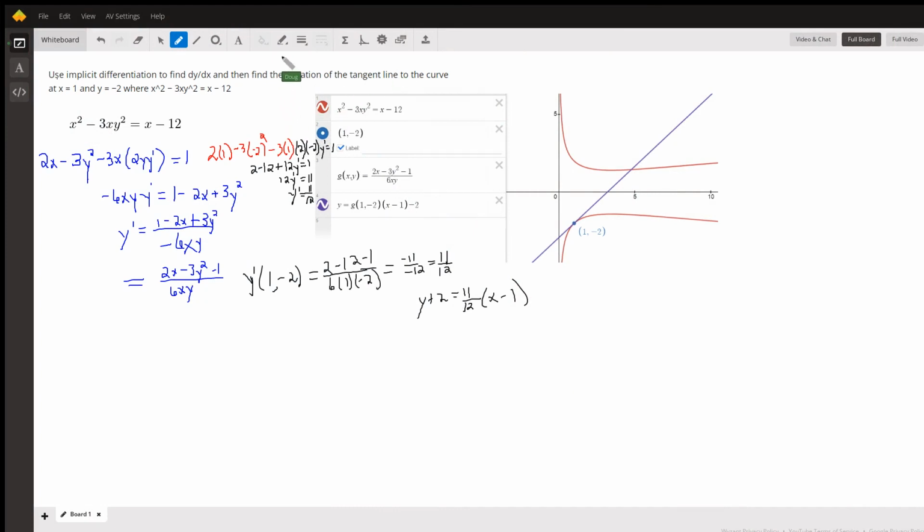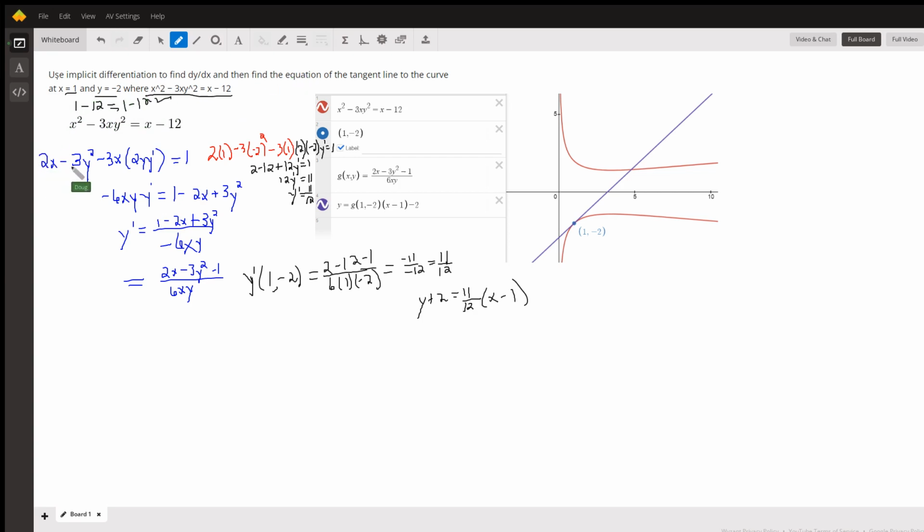Okay, you're given this implicitly defined relation right here and asked to find the equation of the tangent line at the point where x equals 1, y equals -2. You might want to confirm that that point actually is on the graph. So 1 squared is 1, minus 3 times 1 times 4 is -12. And over here, 1 minus 12. So, yep, that point is on the graph.